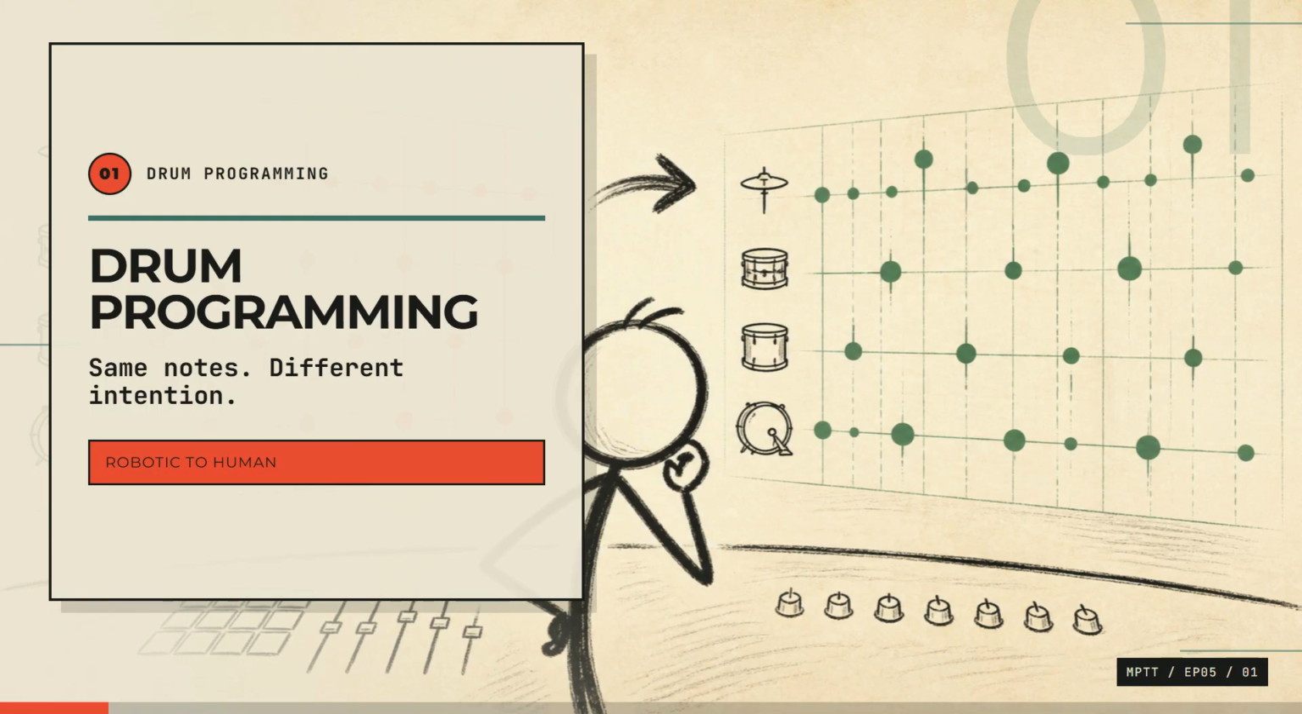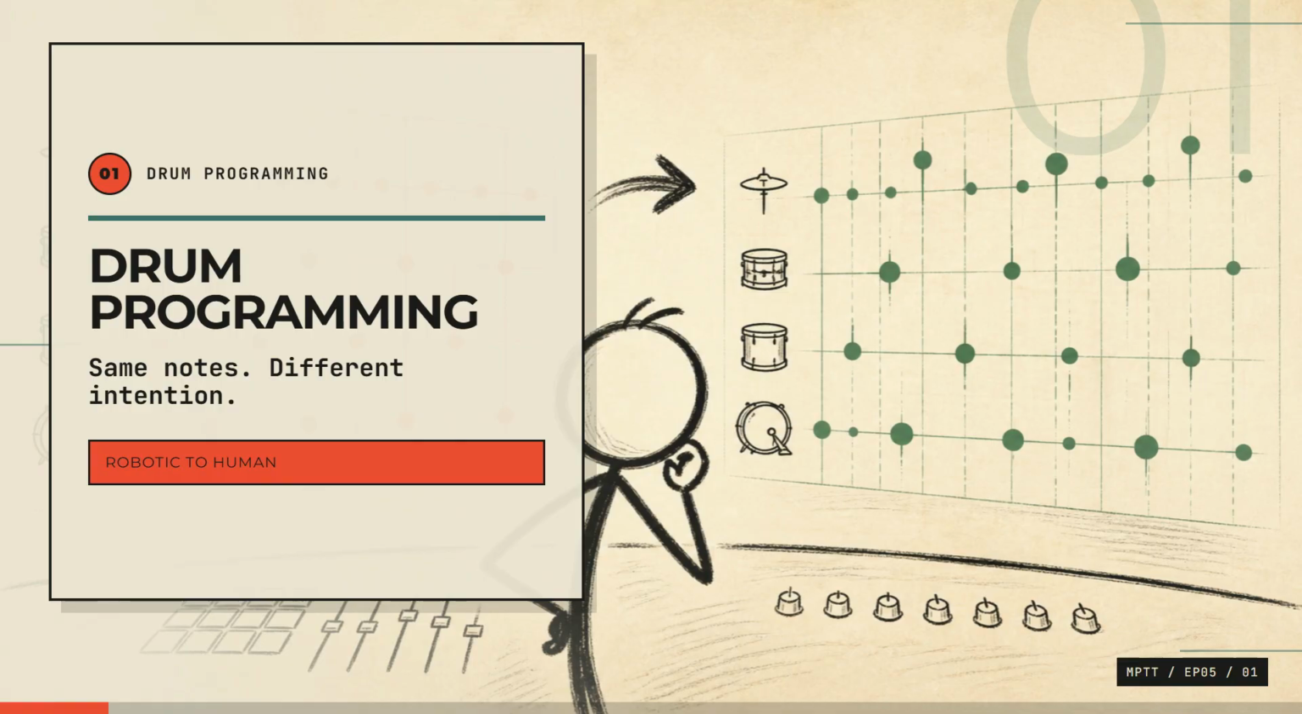Make one intentional change, compare it in context, and keep it only when the groove communicates more clearly. The grid is a tool. It is not the music. Let us make the pattern feel like somebody meant every hit.